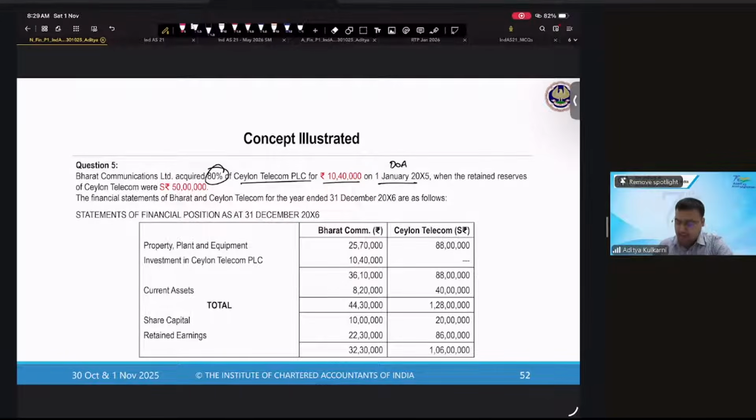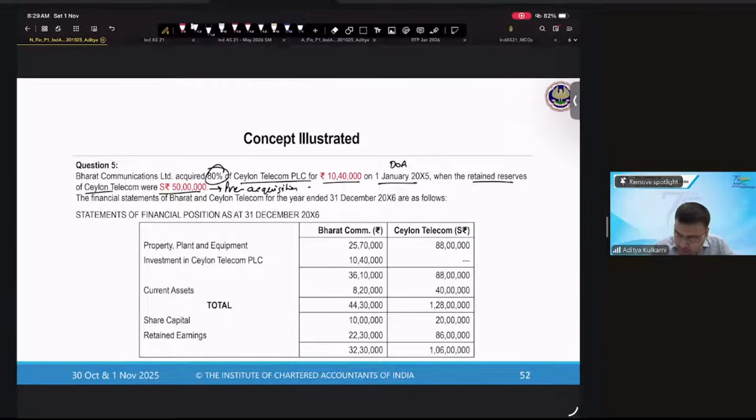This is the date of acquisition when the retained reserves of Ceylon Telecom were Sri Lankan rupees 50 lakhs. Okay. So you are given equity share capital, you are given how much you have purchased it for, and you are also given opening reserves. Opening reserves means what? Tell me, this 50 lakhs is already there on the date of acquisition? Yes. That means this becomes what?